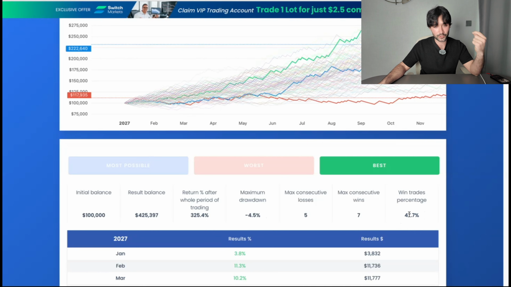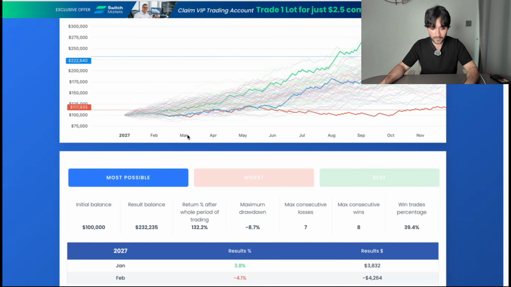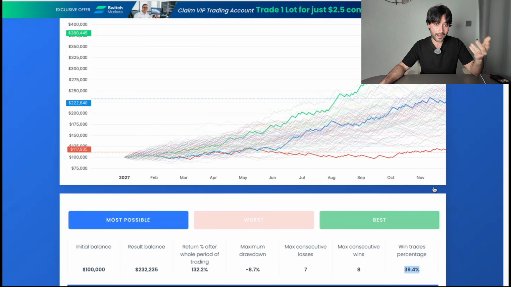So it's performing above the true win rate. And that's what you're going to see when you're running these simulations in the best case scenarios. It's going to be performing above the true win rate. But of course, for the most realistic outcome, hence the label most possible scenario, you can see it's performing at a 39.4% win rate, which is below the true win rate. So a general rule of thumb is to always use your most possible case win rate to get a realistic expectancy of how your system is going to actually perform.